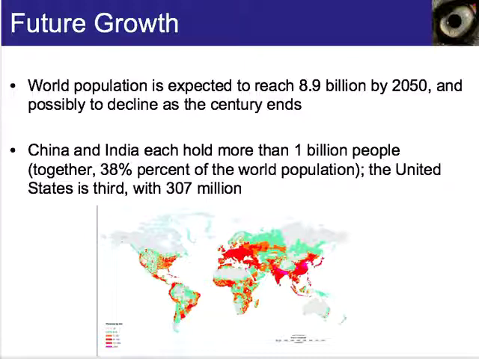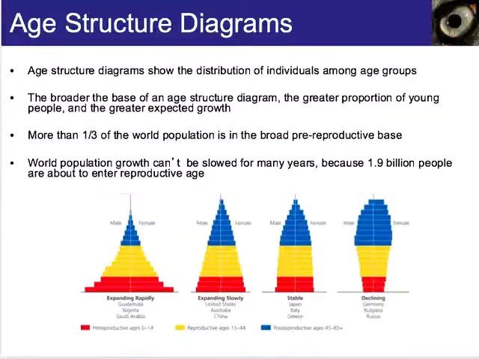The world population is expected to reach 8.9 billion by 2050 and possibly decline as the century ends. China and India each hold more than 1 billion people, together 38% of the world population, and the United States is third with 307 million. Age structure diagrams show the distribution of individuals among age groups. The broader the base of an age structure diagram, the greater the proportion of young people and the greater the expected growth.